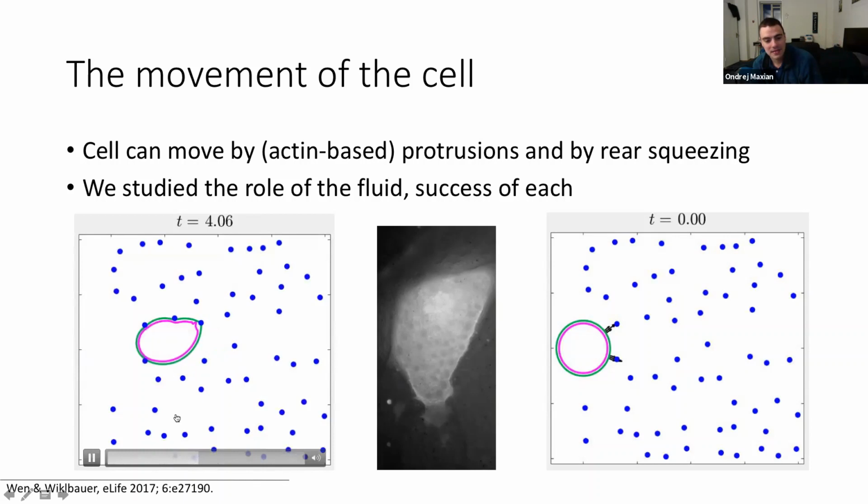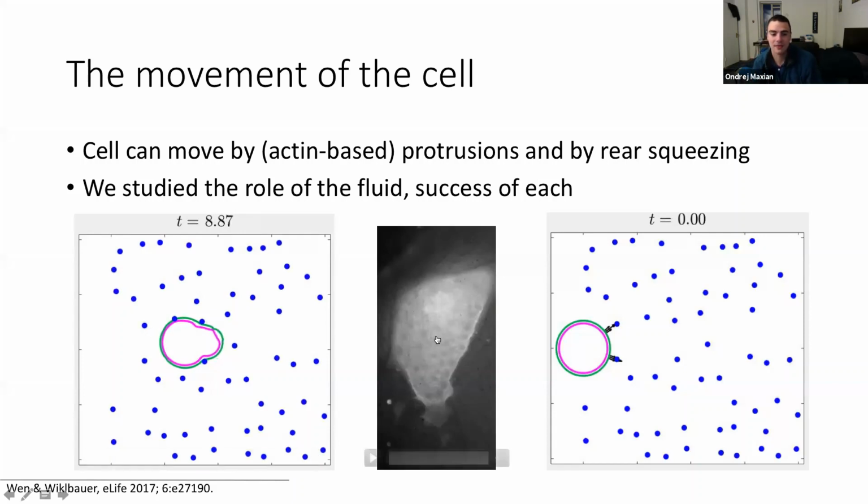And the one thing that you see in this video is that when the cell tries to move here, it gets stuck for a little bit around these nodes. And that's because these nodes want to go back to their original positions. They're elastic. And so the cell can't just move away because there's fluid there. The fluid sticks the cell to the nodes and prevents it from moving as fast.